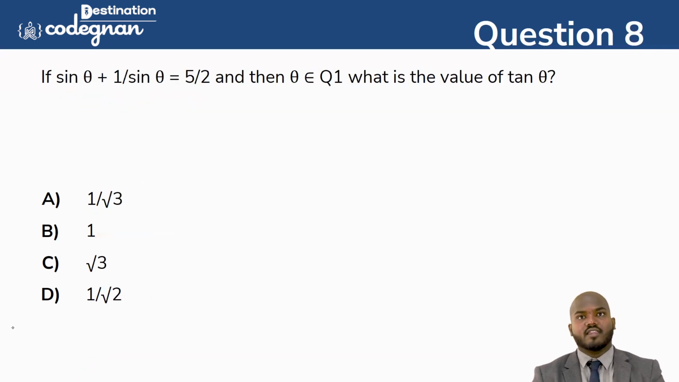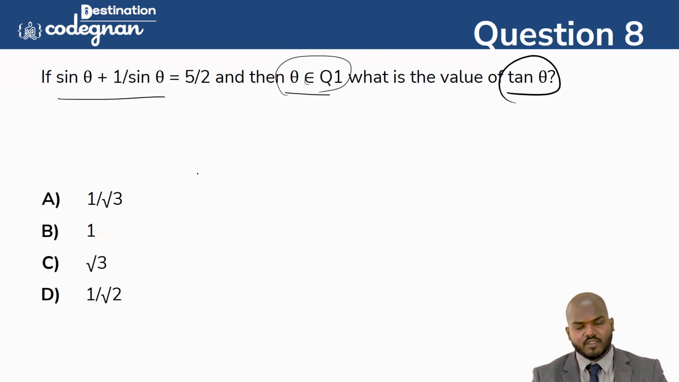They are saying that sine theta plus 1 over sine theta is equal to 5 by 2. And they have given some symbol for theta, but I don't know about this term. They are asking for tan theta by giving the sine theta value. So first, let me deal with this one. How can I deal with this particular thing?